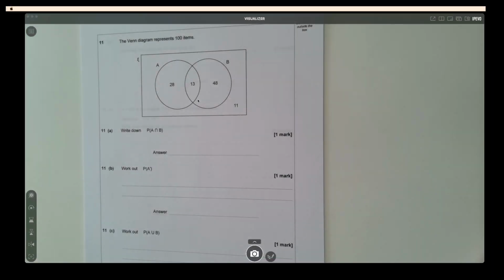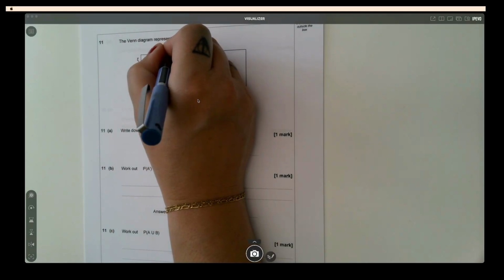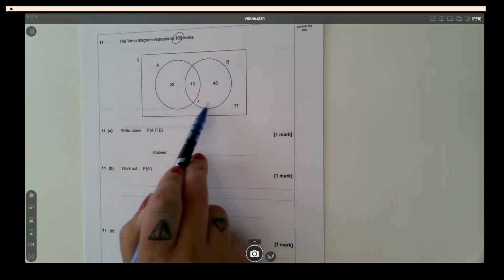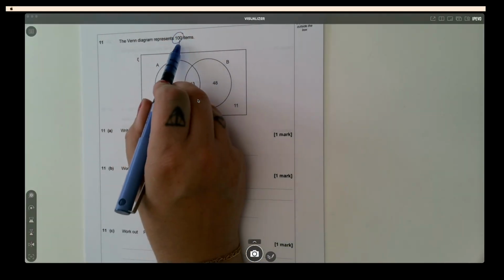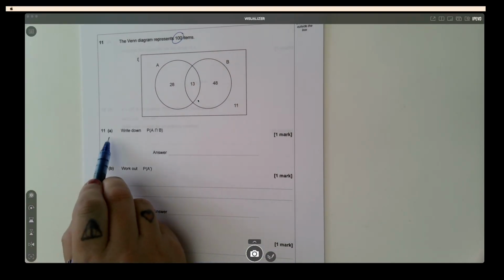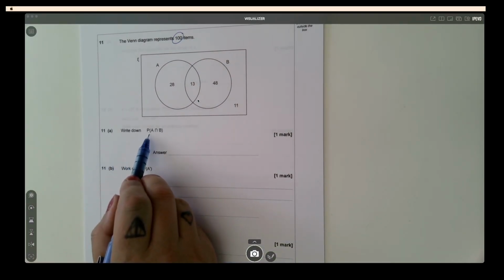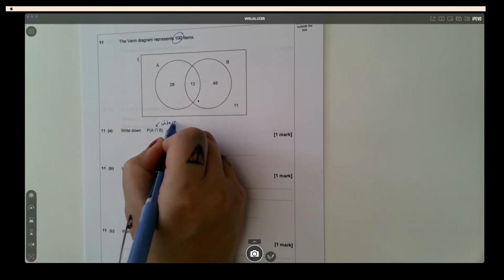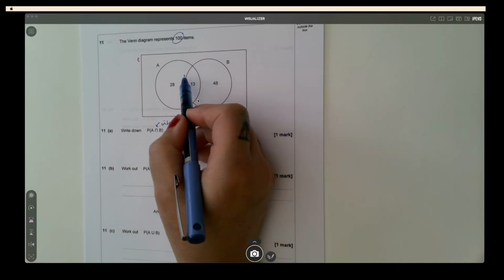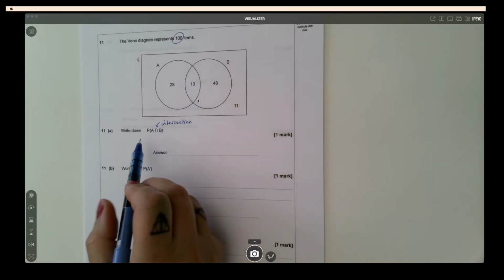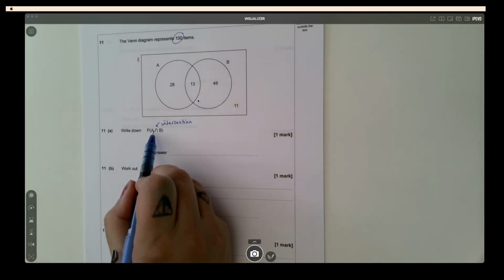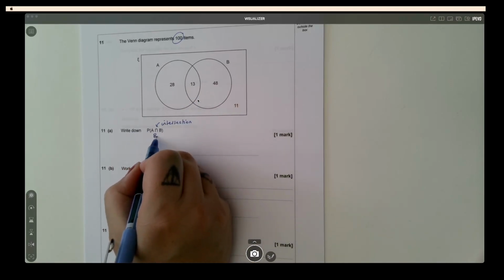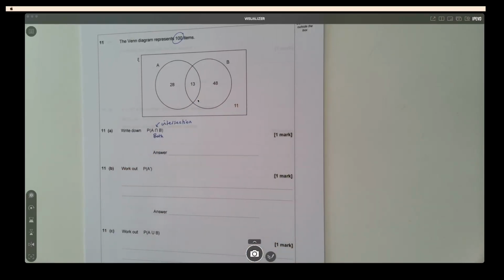Question 11. The Venn diagram represents 100 items, so all of the numbers inside this diagram must add up to 100. 11a, write down the probability of A intersection B. This symbol is the intersection, and the intersection is this middle section here. So write down the probability that it's A intersection B. It's in both A and B.